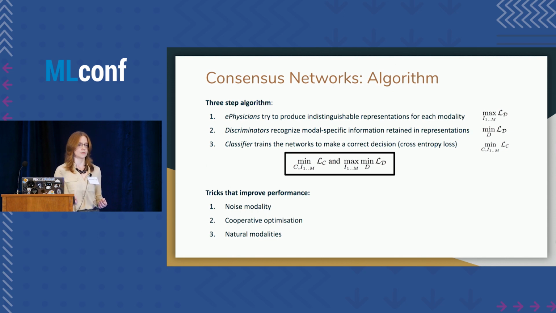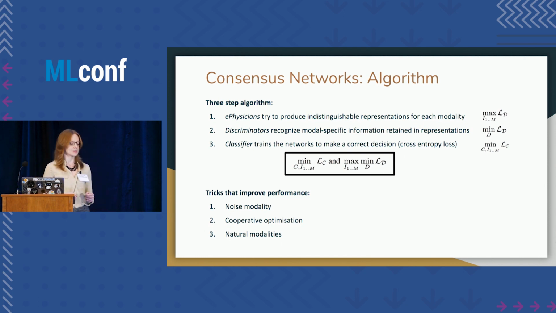In terms of optimization, in terms of the loss function, on the first step we maximize the discriminator loss across modalities. On the second step, we minimize the loss of the discriminator. And on the third step, we minimize the classifier's loss across modalities. So the full loss function is shown to you in the middle of this slide.